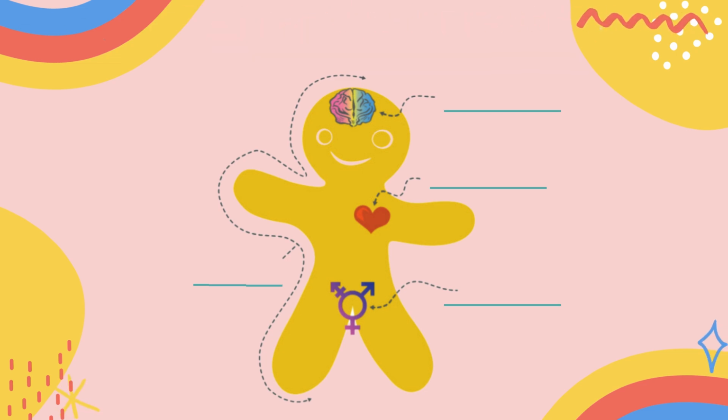The genderbread person is a diagram to help us understand gender, sexuality, and the parts that make up both. This model depicts the complexity of how these concepts show up in our society. We will start by filling in the blanks to understand the four components that make up someone's identity.